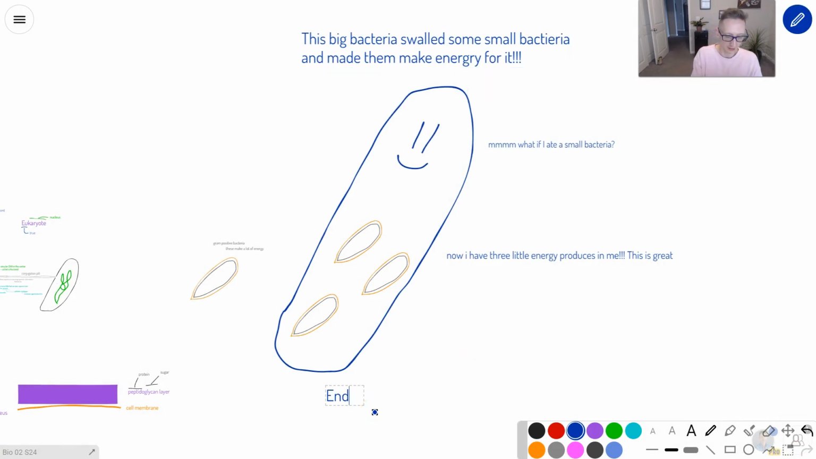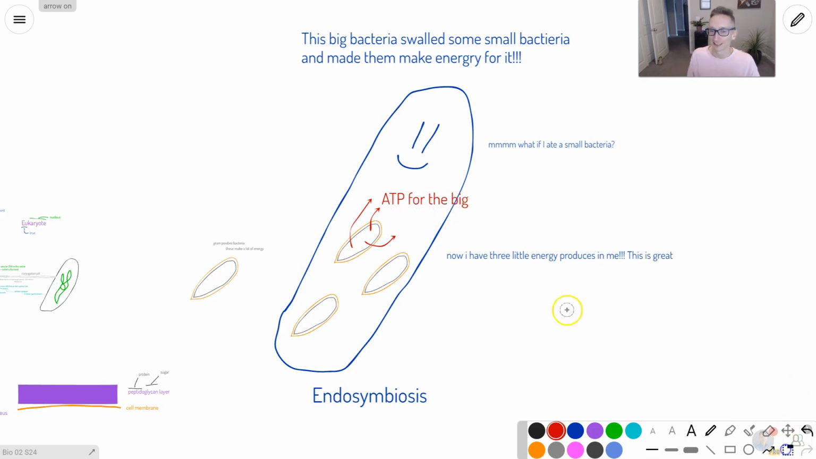This is called endosymbiosis. And this is how we made eukaryotes. So big bacteria decided to make little bacteria its servants. Whip them little boys into shape and have them make energy for it. So now these little guys be working for the man. They be making ATP for the big boy. It's pretty cool indeed. And that's what a eukaryotic cell is.